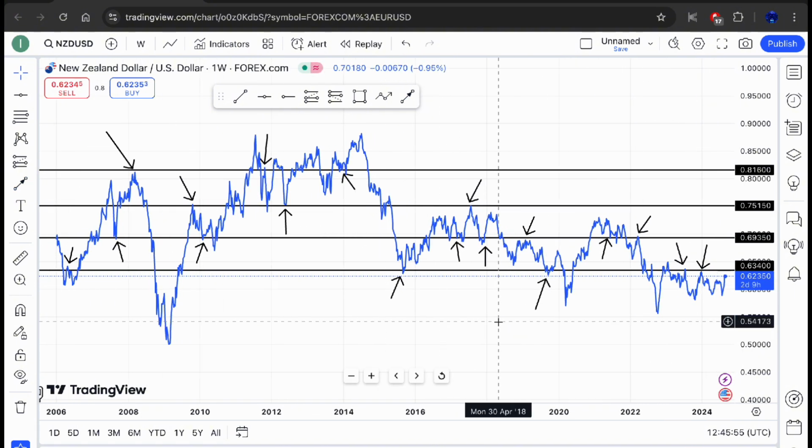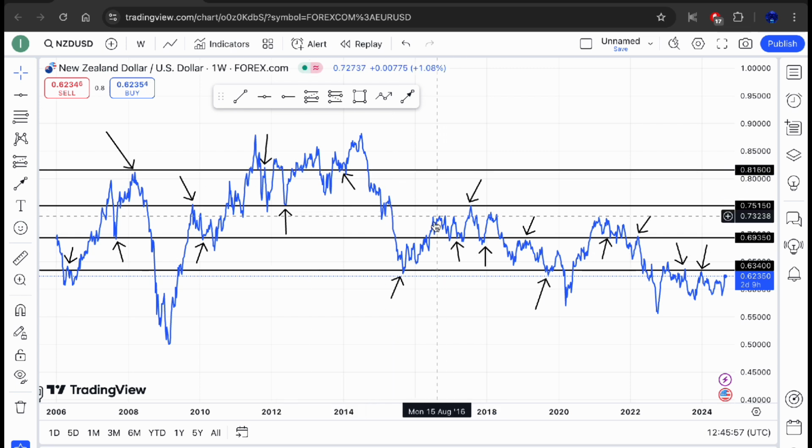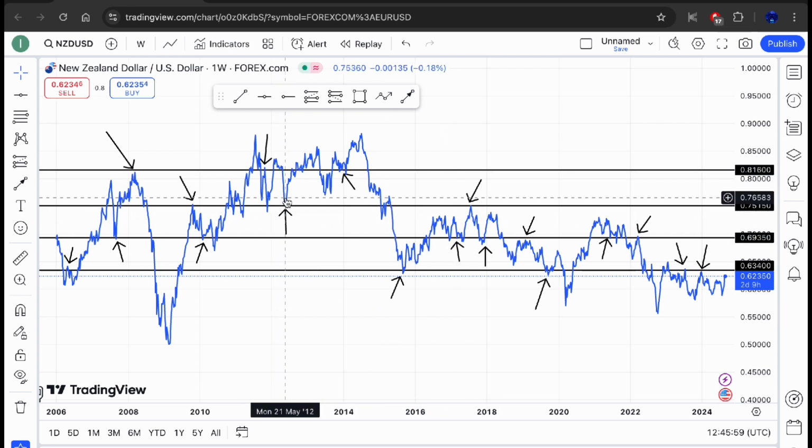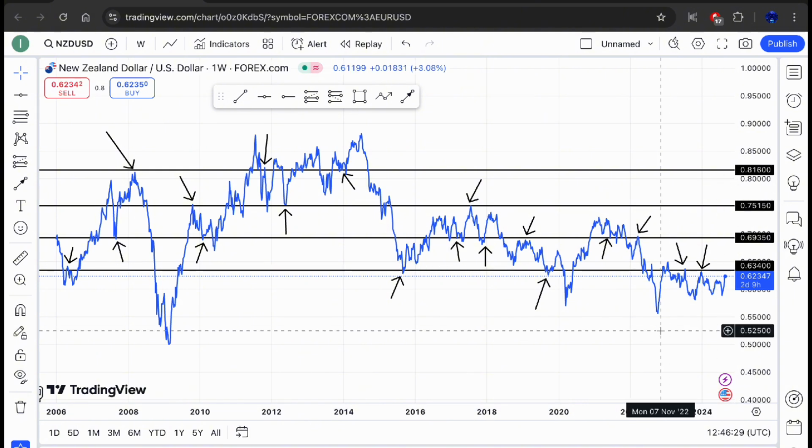Basically what I did now is mark out all the important psychological levels, or the important levels of support and resistance. You can call them whatever you want. As you can see on the right side, it's always advised that you round your psychological numbers to the nearest 100 or to the nearest 50. So basically here I have 0.63400, 0.69350, 0.75150 and 0.81600.